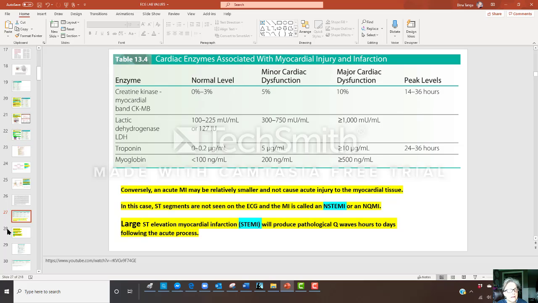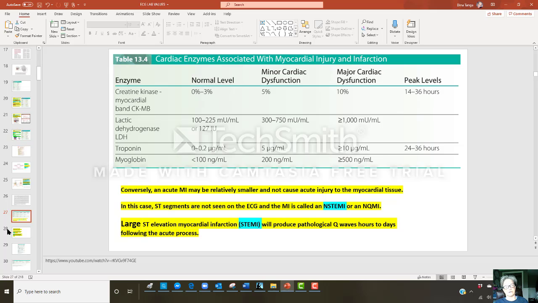Lactate dehydrogenase normal levels is 100 to 225. Okay. Minor cardiac dysfunction, it would go up to 300 to 750, and then a major cardiac dysfunction would be greater than 1,000.